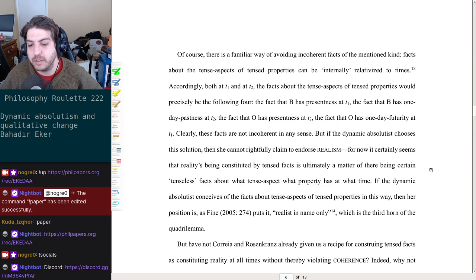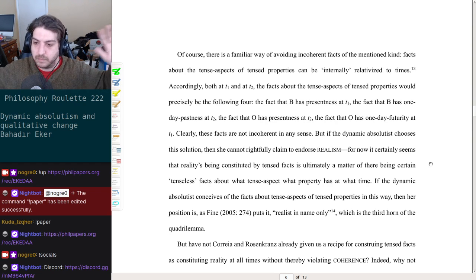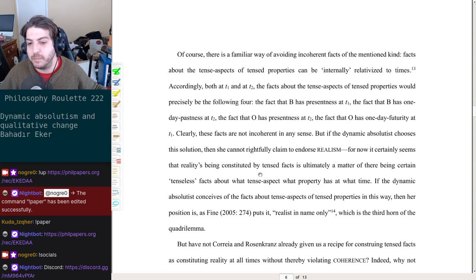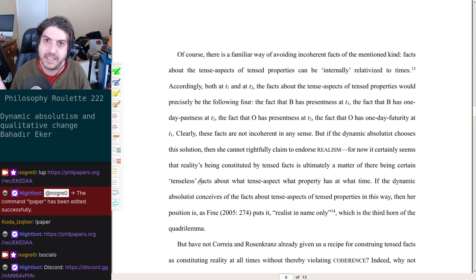If the dynamic absolutist conceives of facts about tense aspects of tense properties in this way, then her position is, as Fine puts it, realist in name only, which is the third form of the quadrilemma. So if you're going to stop tensing your facts, just don't do that anymore. You're not talking about a fact at a time. You're just going to say, well, this is a bare fact of some sort. Then it's not really realism anymore, because reality seems to be constituted by tense facts, but these have tenseless times. So you're talking about a fact out of time, and that's not real if you have a fact that's outside of time.